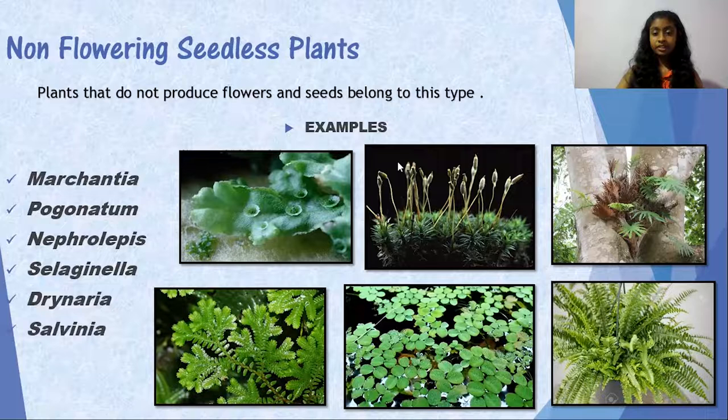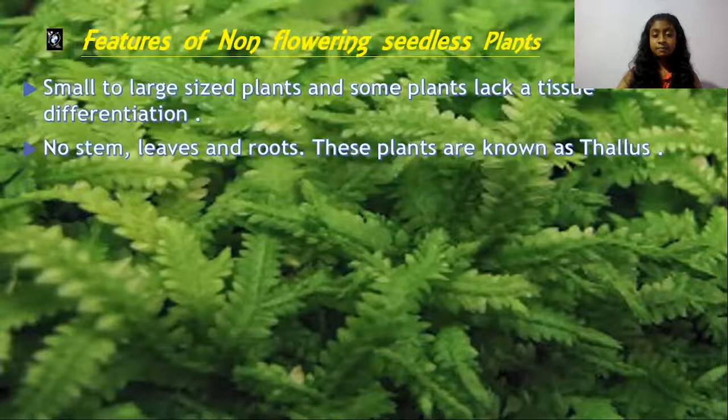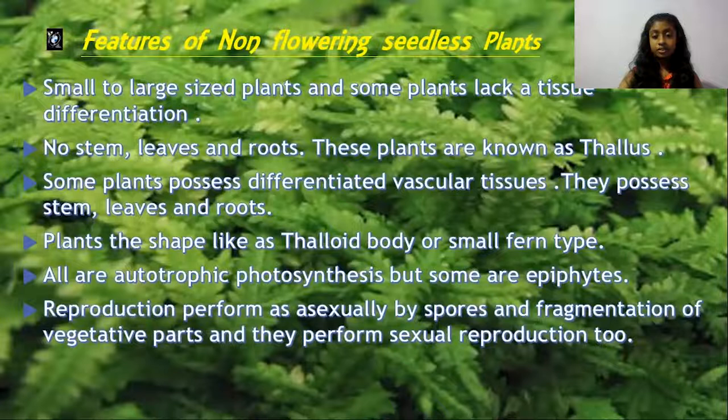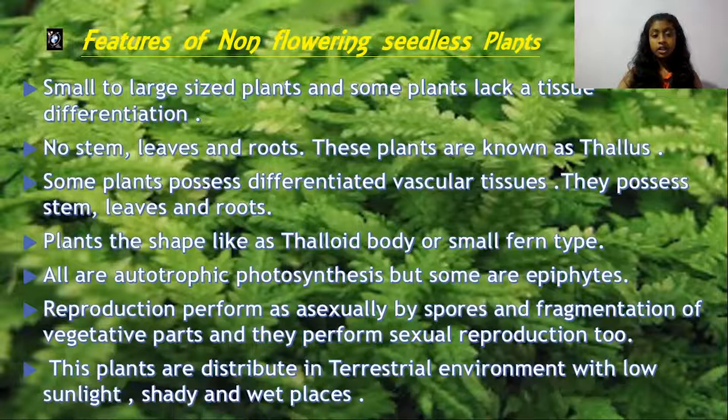Now I move to the next slide about the features of non-flowering seedless plants. Small to large size plants, and some plants lack tissue differentiation. No stem, no leaves and roots. These plants are known as thallus. Some plants possess differentiated vascular tissue. They possess stem, leaves and roots. Plants shaped like a thalloid body or small fern type. All are autotrophic photosynthetic, but some are epiphytes. Reproduction is performed asexually by spores and fragmentation of vegetative parts, and they perform sexual reproduction too. These plants are distributed in terrestrial environments with low sunlight, shady and wet places.